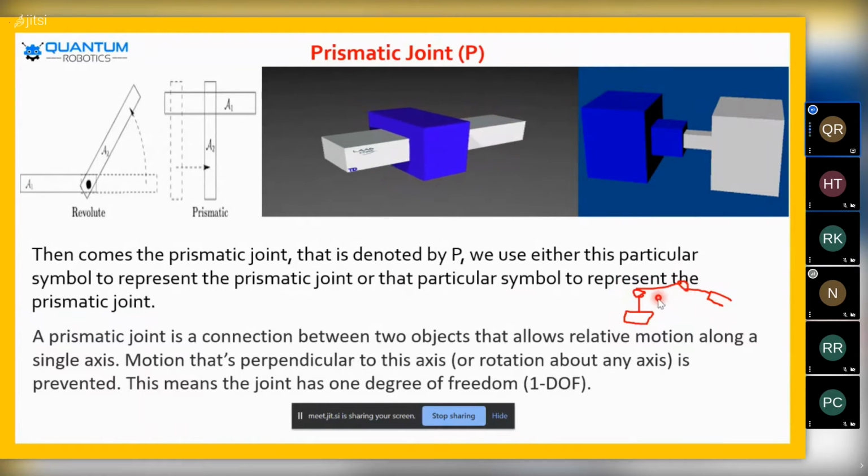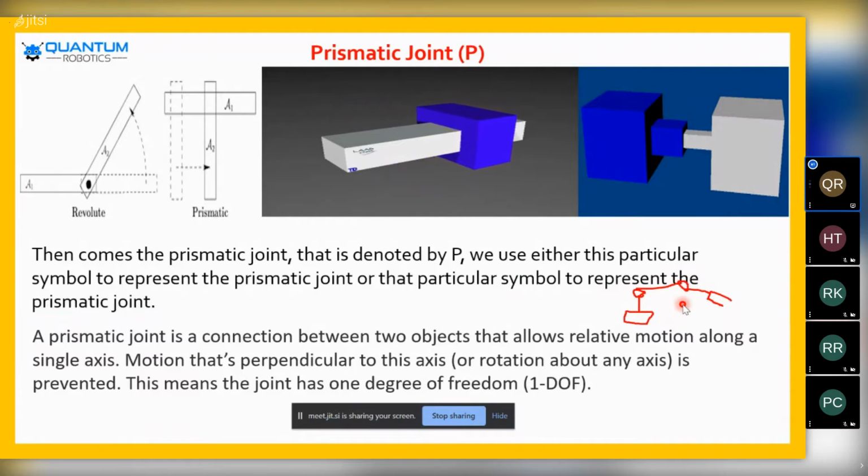How can we see how many links and how many joints are acting? According to that, we can say which particular joint or coordinate it is. Here we can see that three links have been added and two joints have been added. We can say it is either a revolute joint or a prismatic joint.